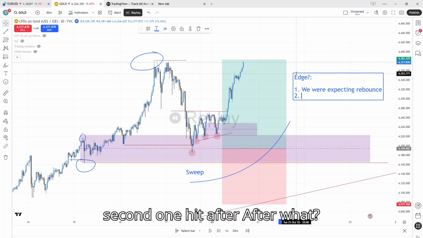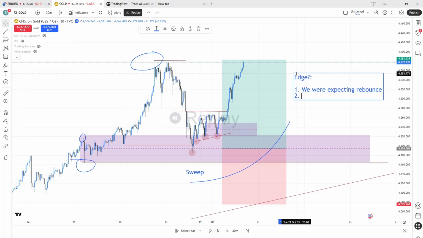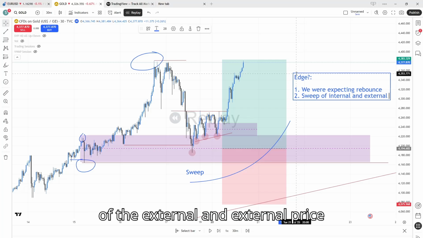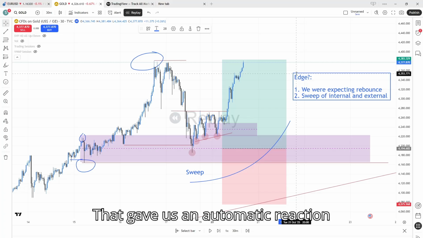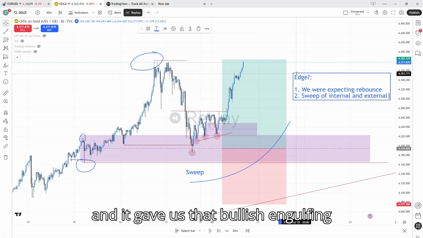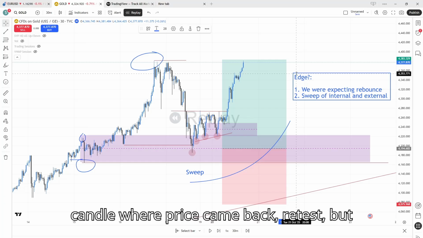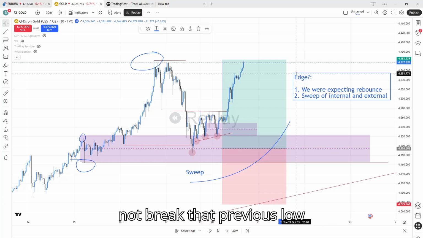Okay, the second one hit after what? Sweep of the external and internal price points on the structure. Okay, that gave us an automatic reaction, and it gave us that bullish engulfing candle where price came back, retested, but did not break that previous low for us to have that full on move to the upside.